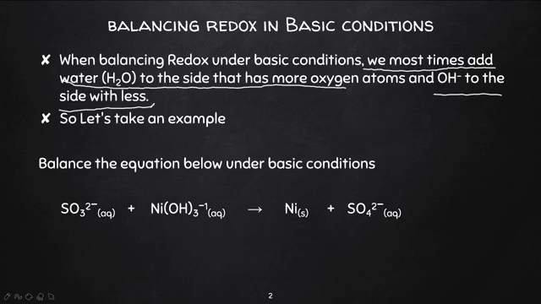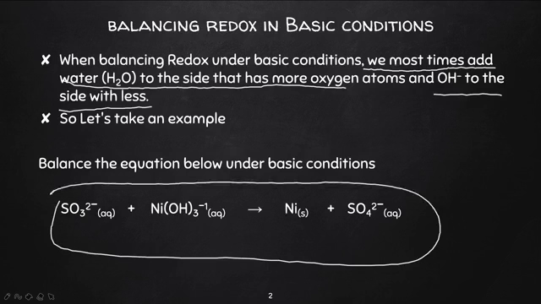Now let's look at an example, just like how we did for balancing redox reactions under acidic conditions. We use an example to explain the procedures. In this example, we're asked to balance this reaction under basic conditions. This reaction is between the sulfite ion and nickel(III) hydroxide to give nickel solid and the sulfate ion. We're asked to balance this under basic conditions.